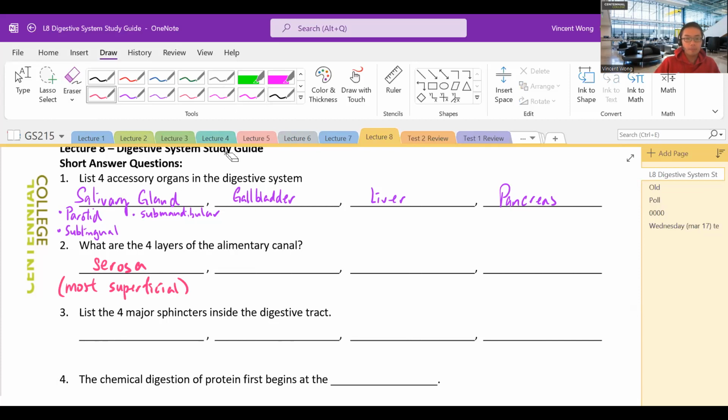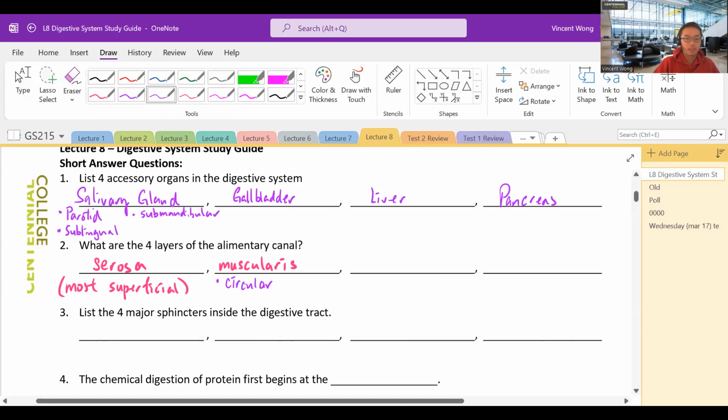Beneath the serosa is going to be the muscularis. This is the layer that has smooth muscle, right? That helps squeeze and push the food forward along the alimentary canal. Generally speaking, the muscularis has 2 layers of smooth muscle. It has the circular, which is responsible for the squeezing action, and then there's the longitudinal, which is responsible for the pushing action.